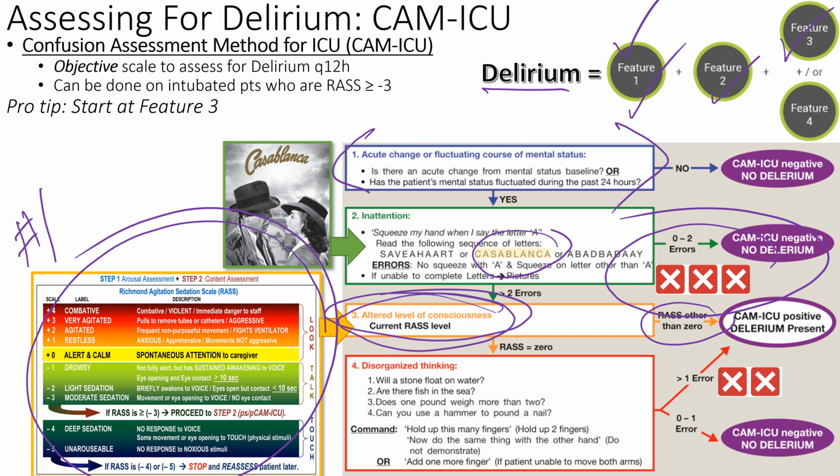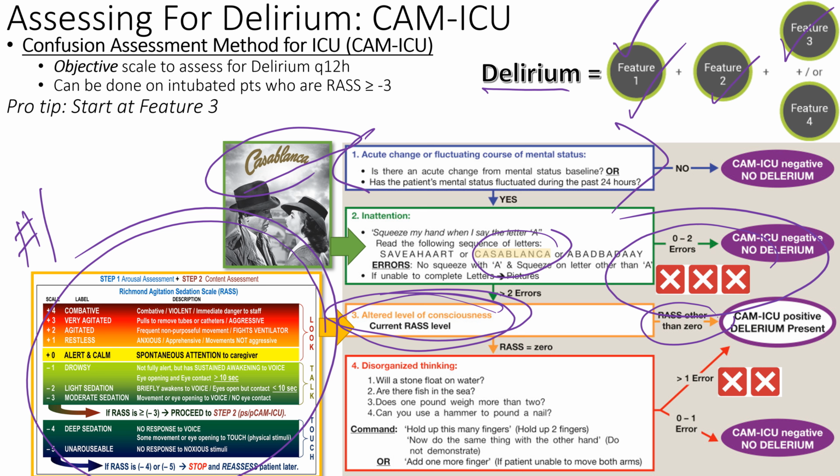So Casablanca makes the most sense because Save a Heart has 2 A's, you might forget, and A Bad Bad Day has 2 A's in it, which is hard to remember too. So Casablanca makes the most sense, right? So you say squeeze my hand on the letter A. So you don't prompt them. You don't go C, A, S, A, right? You try as neutral as possible, and you have them squeeze.